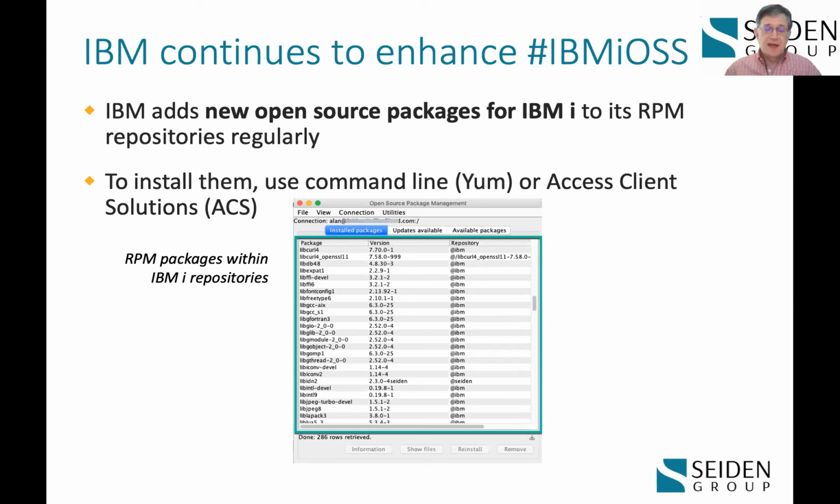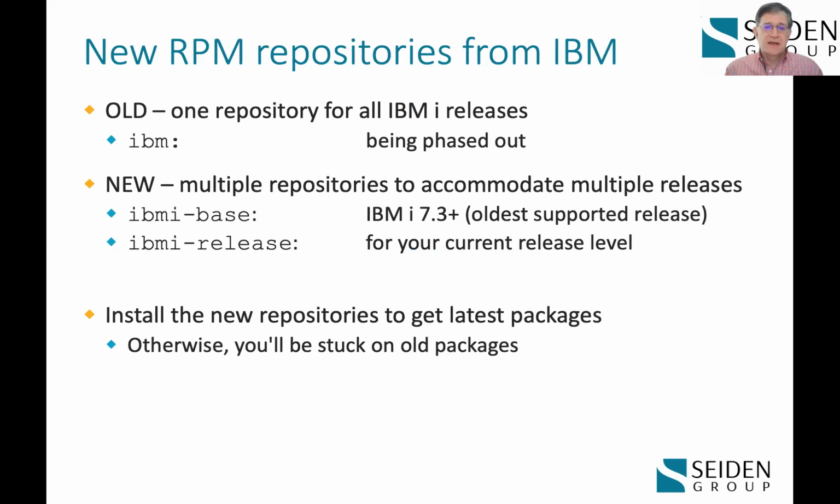And there's been one IBM repository where they deliver all this. A repository is really just kind of a website that you access in a special way to download the software using the yum command or Access Client Solutions. But as IBM's gotten more sophisticated, they want to do even more. So as a result, they're adding some more repositories. And this is very easy. Before, there was one repository, which they called IBM. Keep it simple, right? IBM, that's being phased out because IBM would like to add different components for different releases.